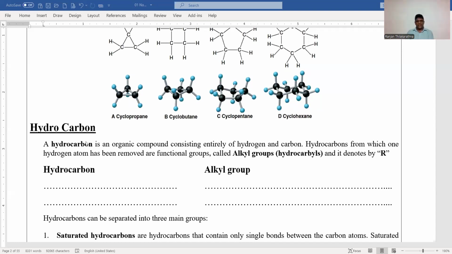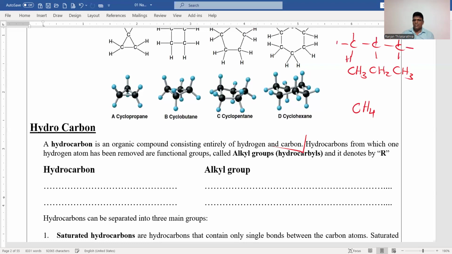Then hydrocarbons. Hydrocarbons are something like this. A hydrocarbon is an organic compound consisting entirely of hydrogen and carbon. Like methane, you know methane. Methane is CH4. And propane, normally we write propane as CH3, CH2, and CH3. Why? We have carbon-carbon bonds and carbon-hydrogen bonds like this.